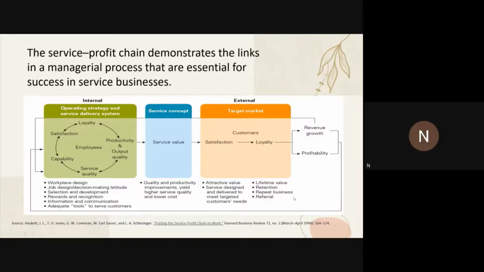As a result, it will create lifetime value. So loyal customers increase the company's growth as well as its profit. That's why every service organization should look into how to develop effective operational strategies and a service delivery system that provides the service, in the end makes the customer happy and increases loyalty, so that the organization can increase revenue and profit.